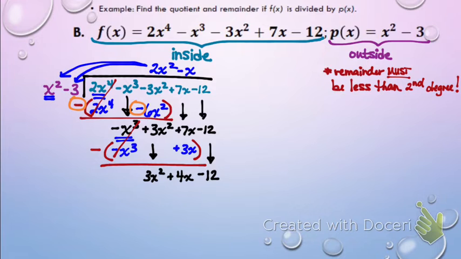Yeah, it has to be less than. Right now they're the same degree. My remainder has to be less than the degree of my divisor. So I've got to do this one more time and then I can stop.